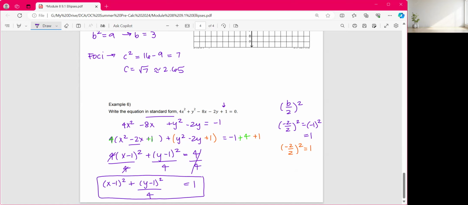So again, you can tell some important information about it. You can tell where the center is, you can tell what the a is, the b is, and you'll be able to find the foci when it's in the standard form. We like it a lot better than this form.